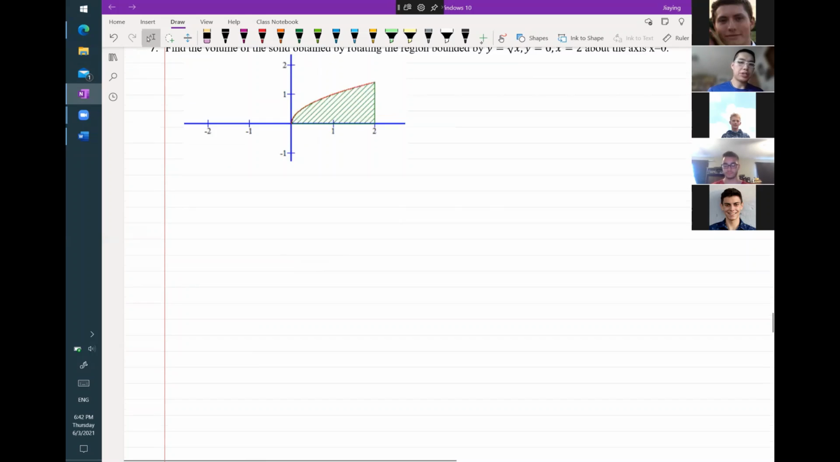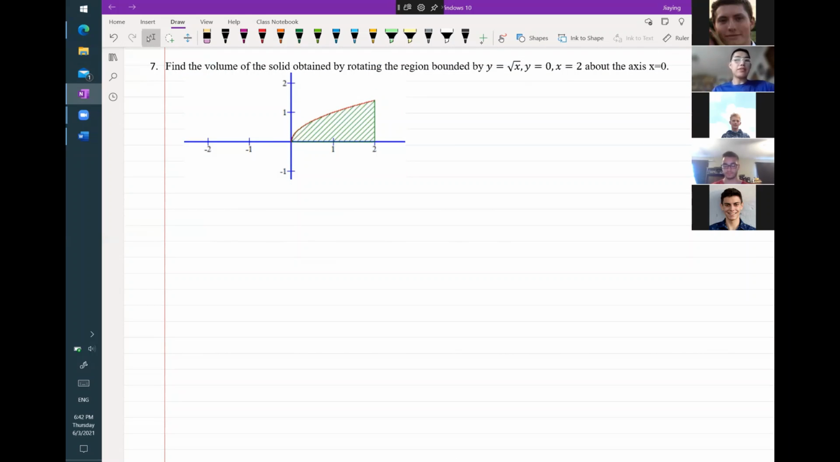All right, here's the next question. We're going to find the volume of the solid obtained. Again, we're going to take this shaded region. This is still y equals square root of x. This is x equals 2, y equals 0. But we're going to rotate it about the x equals 0 axis. So x equals 0 is this y-axis. So this is x equals 0. And then we're going to rotate that shape about this axis.